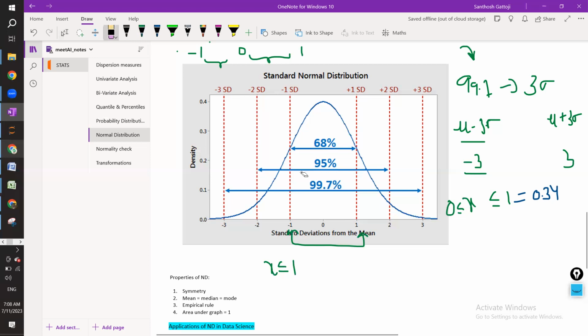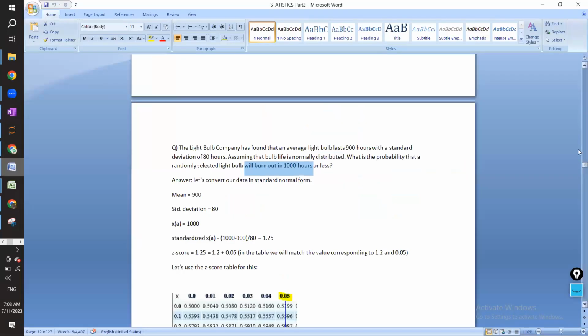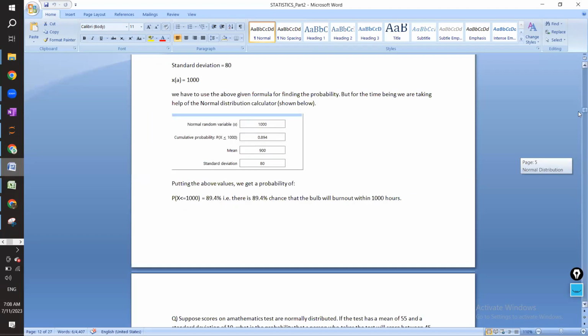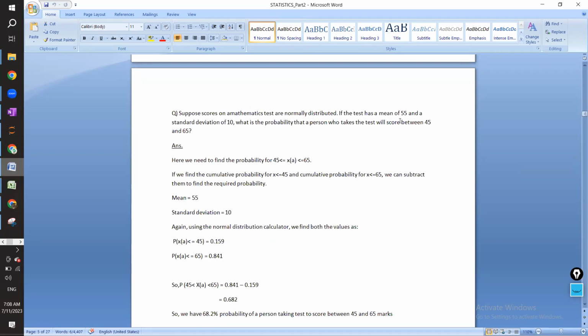Yes, sir. Same example. I think we have already seen this example, right? The problem where he is scoring. If you remember, how did we do this? He's asking about the mathematics exam score, between 45 and 65. You remember? 45 and 65 is asked.